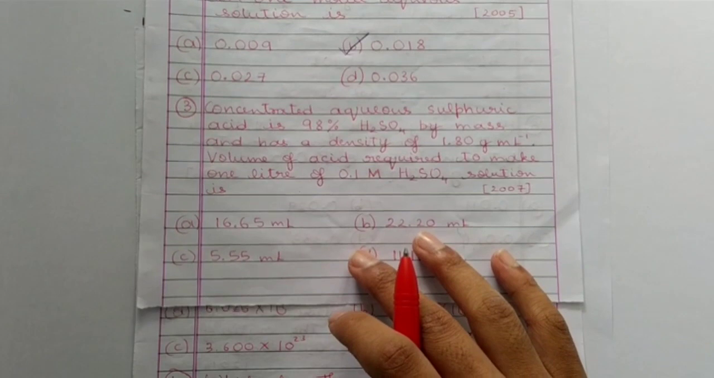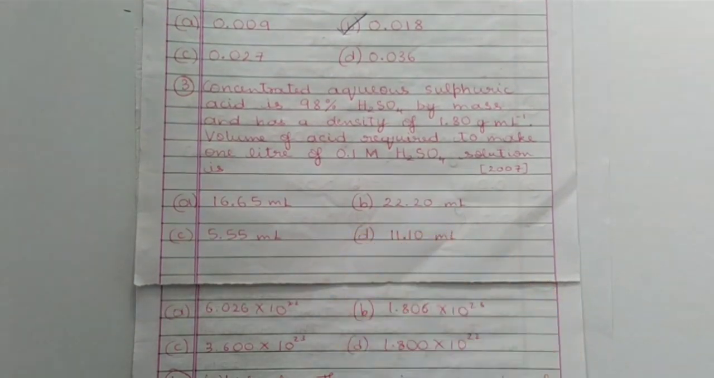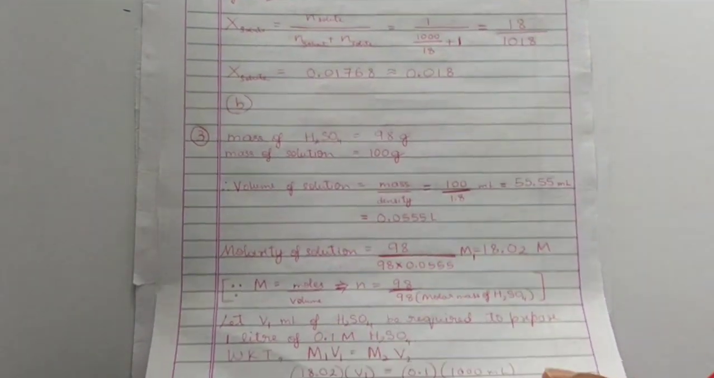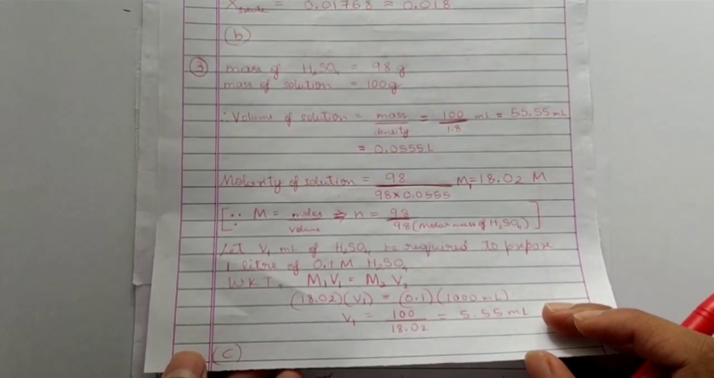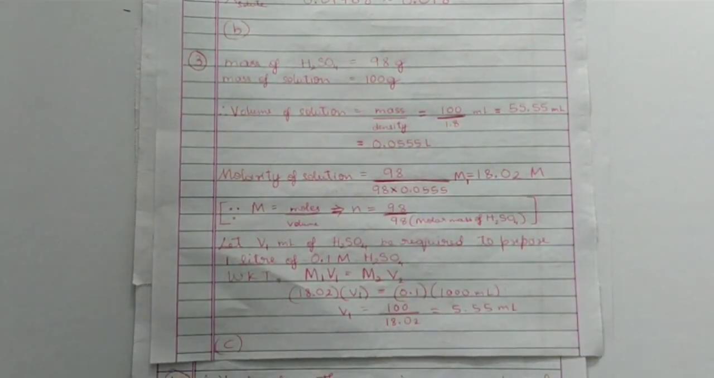Question 3. The concentrated aqueous sulfuric acid is 98% H2SO4 by mass and has a density of 1.8 gram per milliliter. Volume of acid required to make 1 liter of 0.1 molar H2SO4 solution is, as I have given, mass of H2SO4 is equal to 98 gram, mass of solution is equal to 100 gram, volume of solution is equal to mass by density, which gives 55.55 ml or 0.0555 liter.